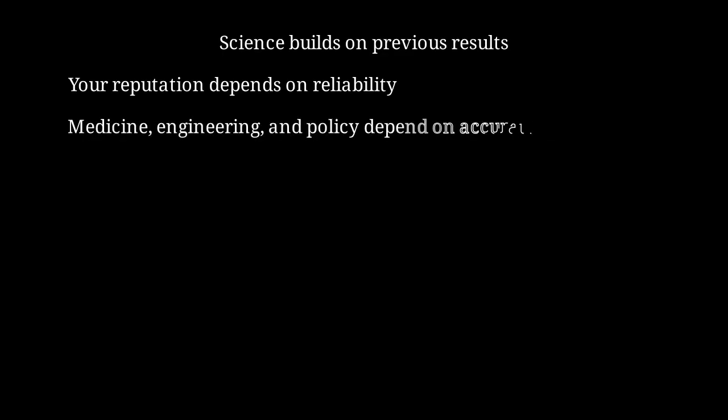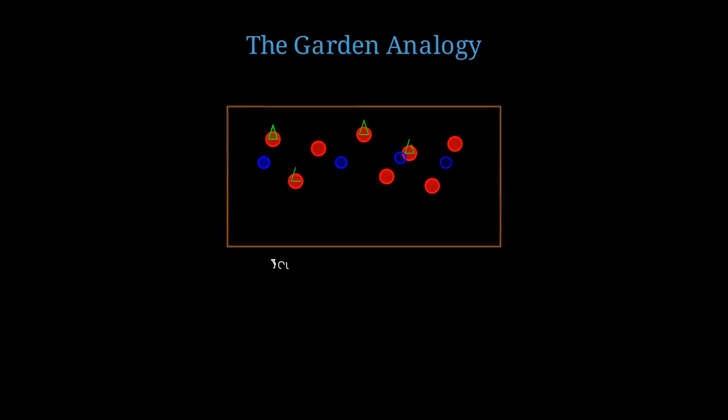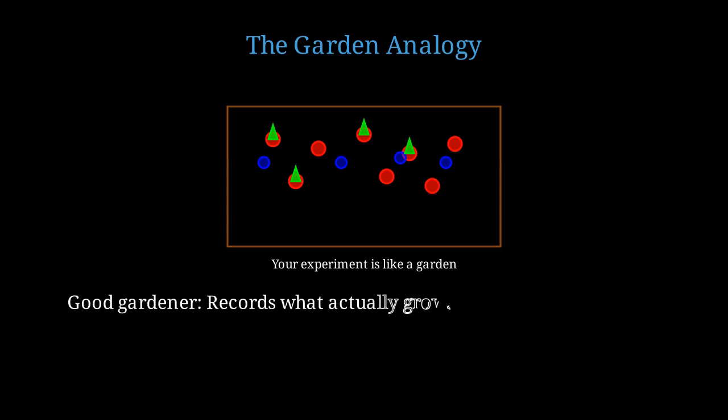Medical treatments, engineering designs, and public policy are based on scientific data. Inaccurate data can literally cost lives. Here's one final analogy to help you remember these principles. Think of your experiment like a garden. You plant seeds, water them, and watch what grows. Some plants thrive, some struggle, some might die. A good gardener records what actually grows, including the plants that didn't do well. This information helps them understand what conditions work and what don't.